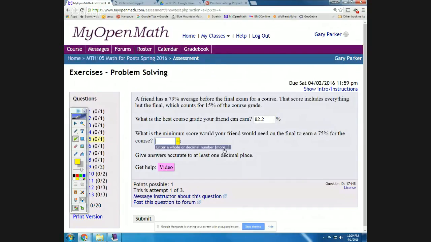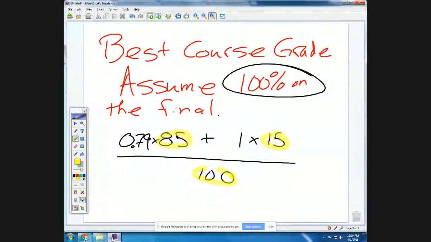So we want to figure out what score would be possible so that he ends up with 75%. That's where this weighted average thing comes in. So instead of assuming, like I'm doing here, that he's going to get 100%, that's my missing number. I don't know what that is yet. So I'm going to recopy most of this to another screen.